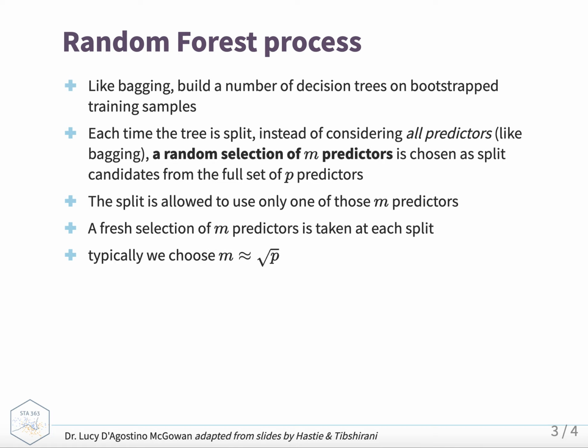And so you can pick different M's, but typically you pick M to be approximately the square root of P, or the square root of the total number of predictors. And so that's what we're going to do here.